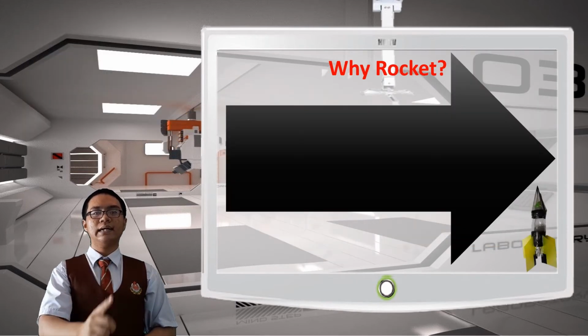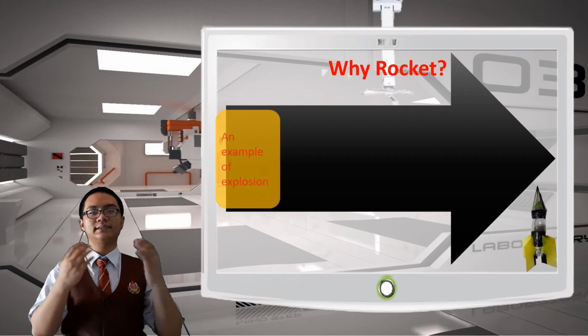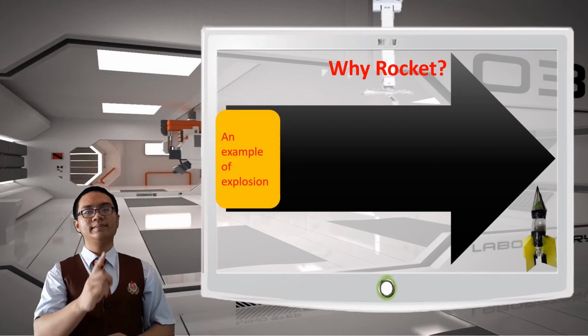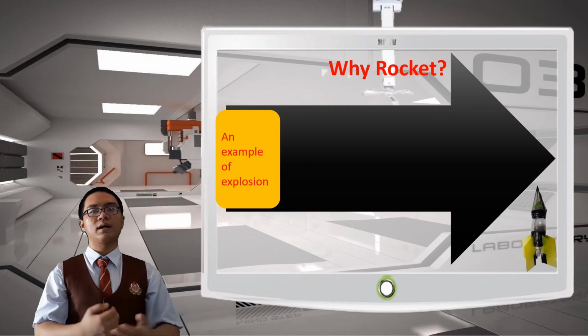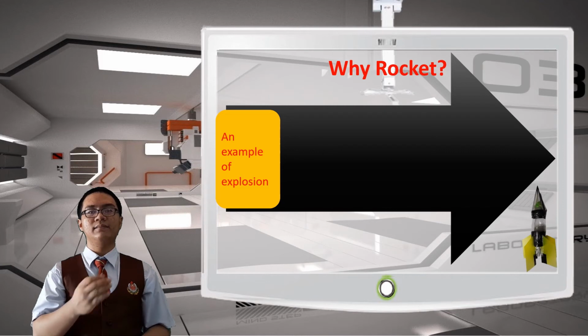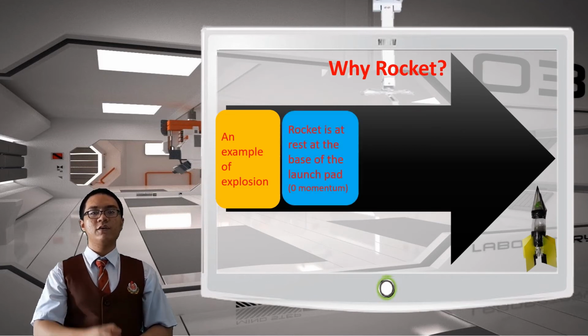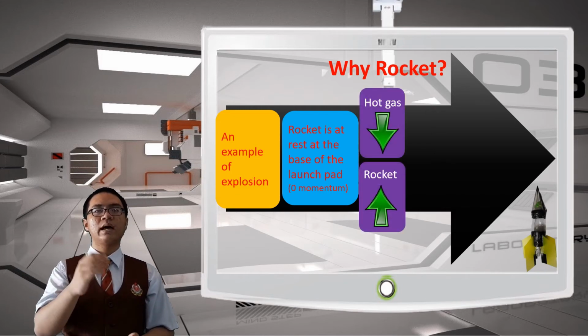Launching of a rocket is an example of explosion. Explosion refers to a situation where an object at rest breaks up into two or more parts. Before launch, the rocket is at rest at the base of the launch pad with zero momentum. During launch, hot gases move downwards and the rocket moves upward.